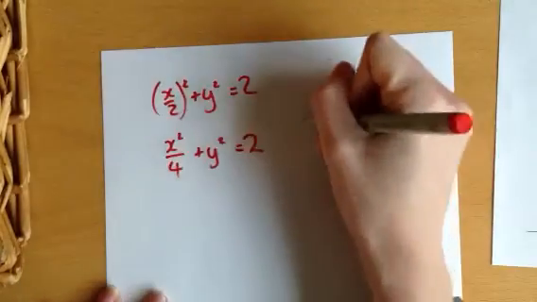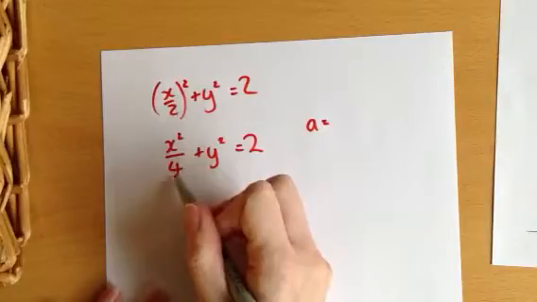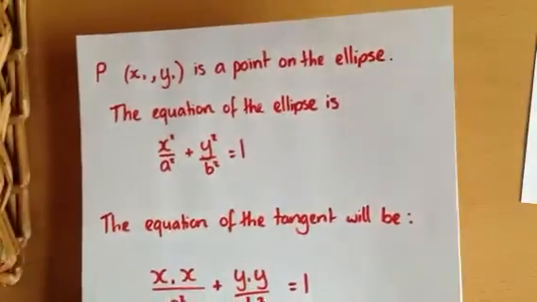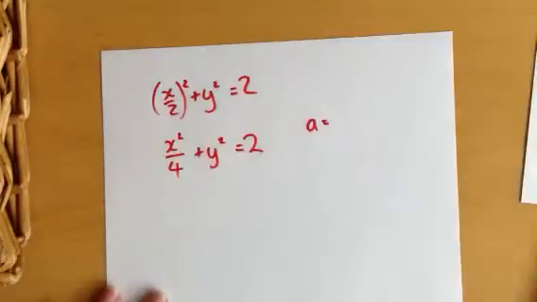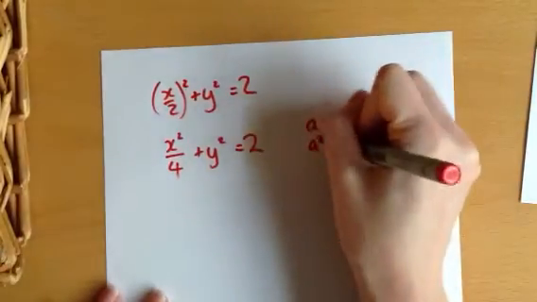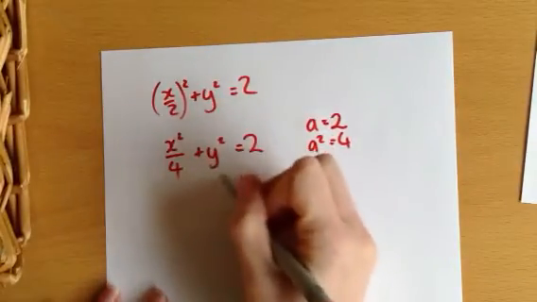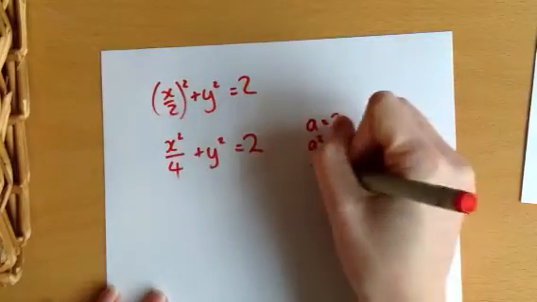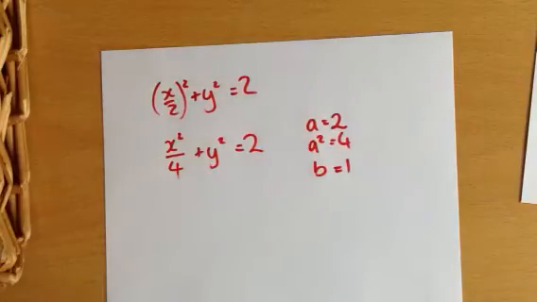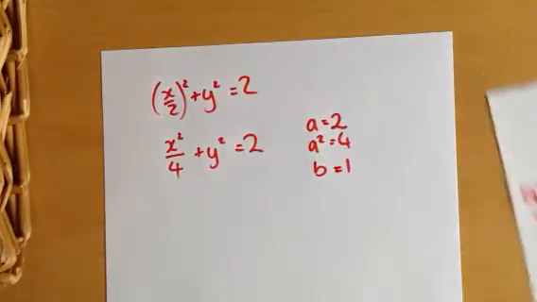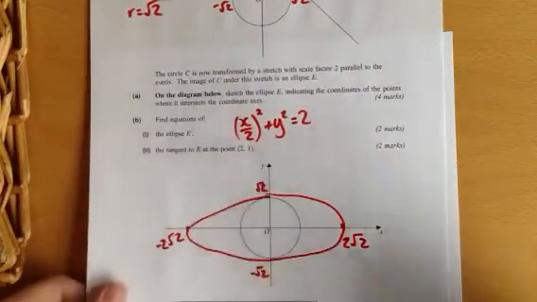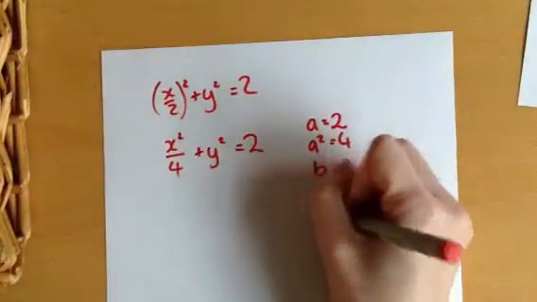So our value for a is going to be what? If that is a, and we're comparing that to our original equation, then on the bottom is a squared. So if that's 4, then a is going to be 2, worth knowing, and a squared is 4. And we've got nothing down here, so we can presume that that's a 1. So we're going to say that b and b squared are both equal to 1. So our coordinates given to us in the question were 2, 1. So that's what we're looking for. We're looking for the points 2, 1.